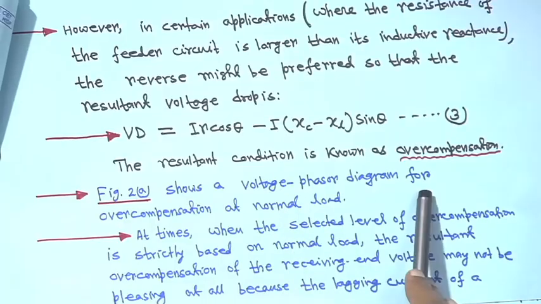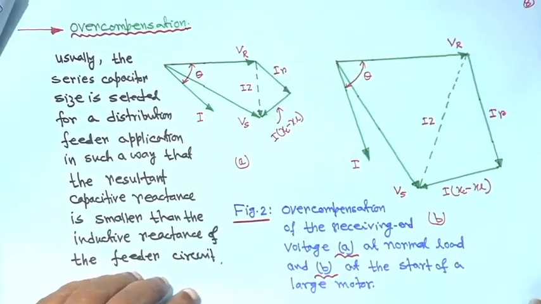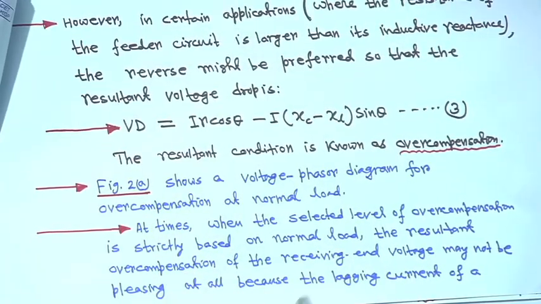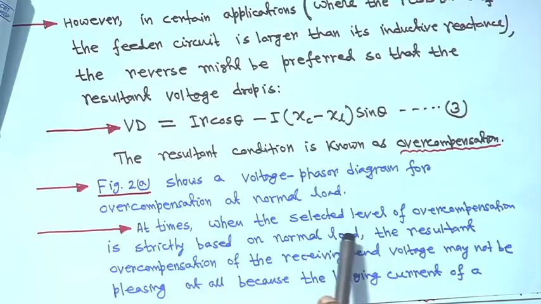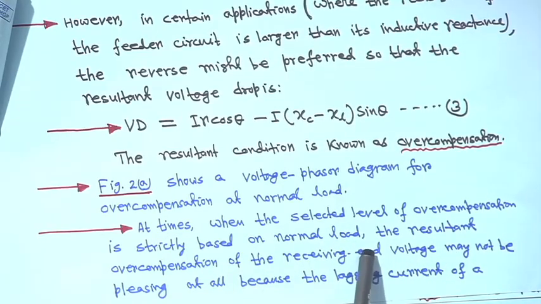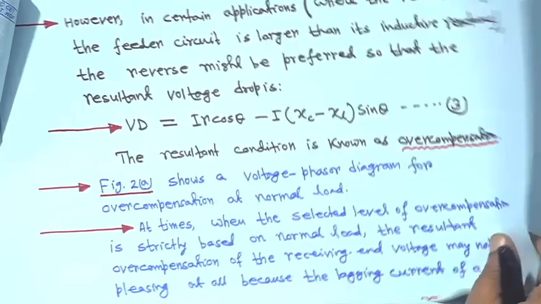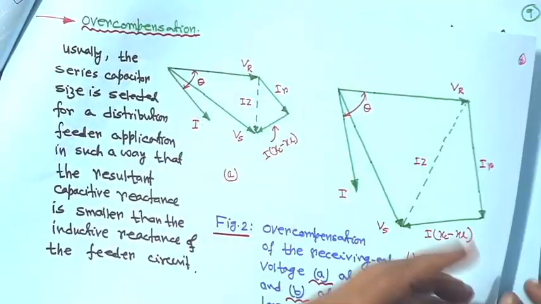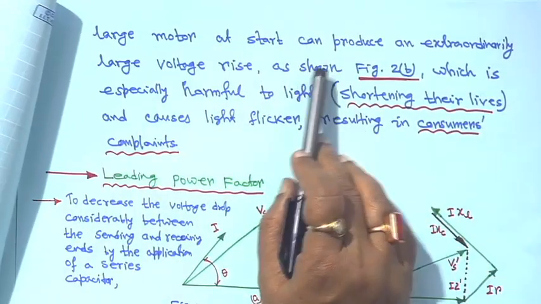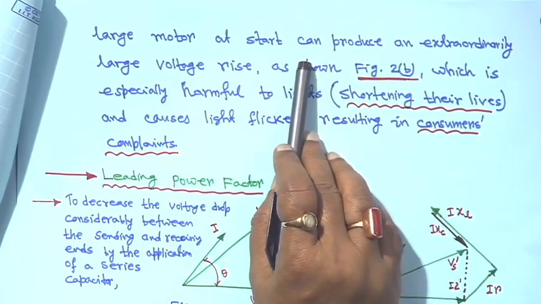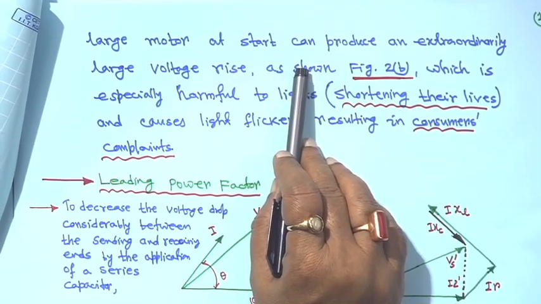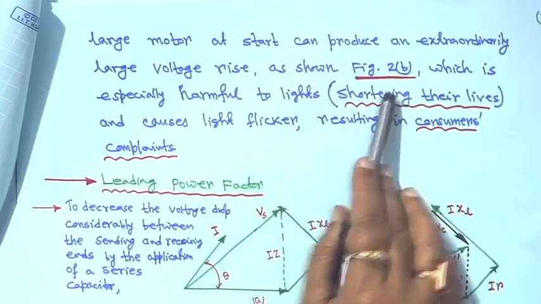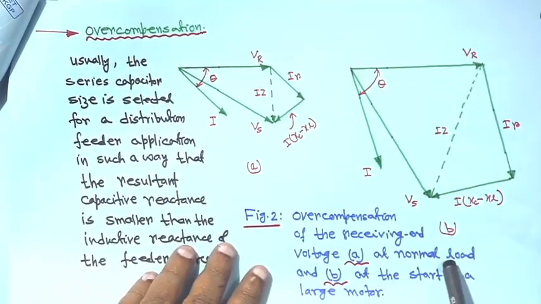Figure 2a shows a voltage phasor diagram for overcompensation at normal load. At times, when the selected level of overcompensation is strictly based on normal load, the resultant compensation of the receiving end voltage may not be pleasing at all, because of the lagging current of a large motor start. You know the motor starting current may be 2.5 to 3 times its rated current, as you have studied in electrical machines. This gives an extraordinarily large voltage rise, as shown in figure 2b.